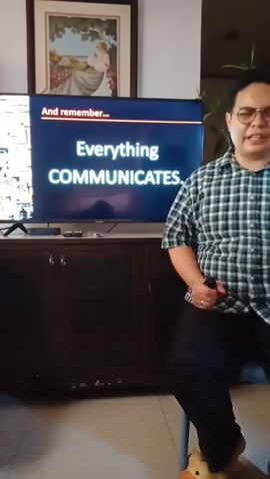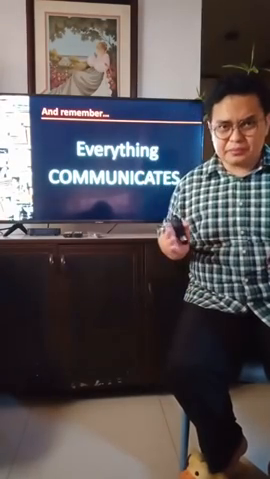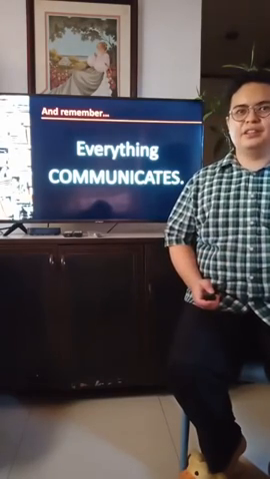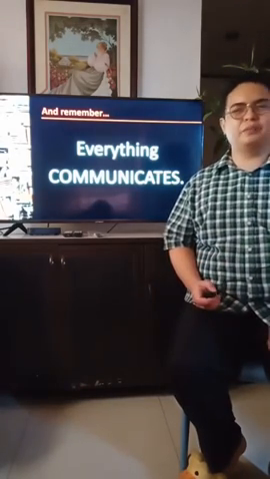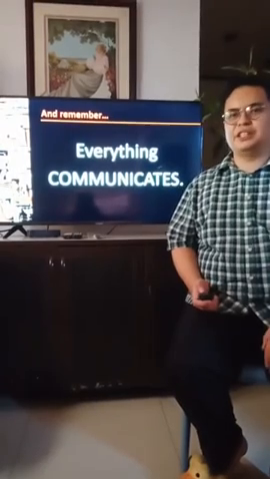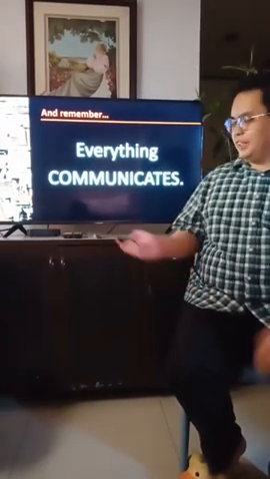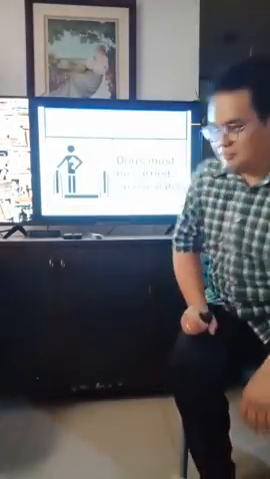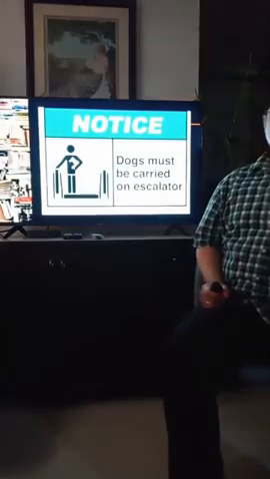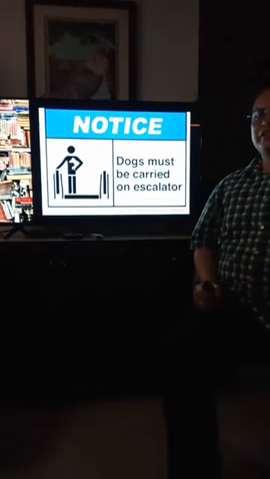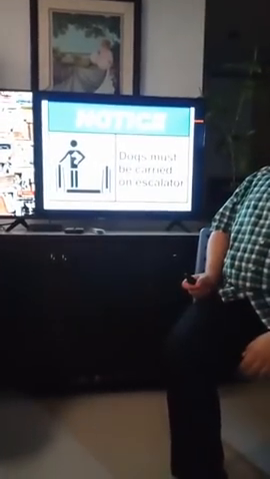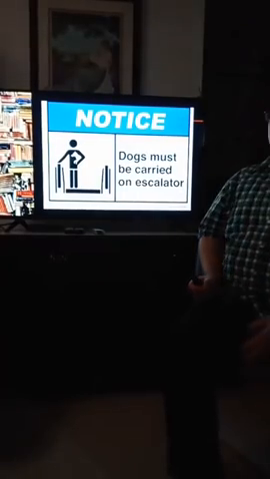Of course, textbooks give us that structure, but all materials out there can be a potential tool for teaching literacy. Let's take into consideration, for instance, this sign. Can you read this sign? What does it say? Perhaps you've seen signs similar to this when you visited a mall, or if a mall would allow people to bring pets. Probably you've read the sign: dogs must be carried on escalator.